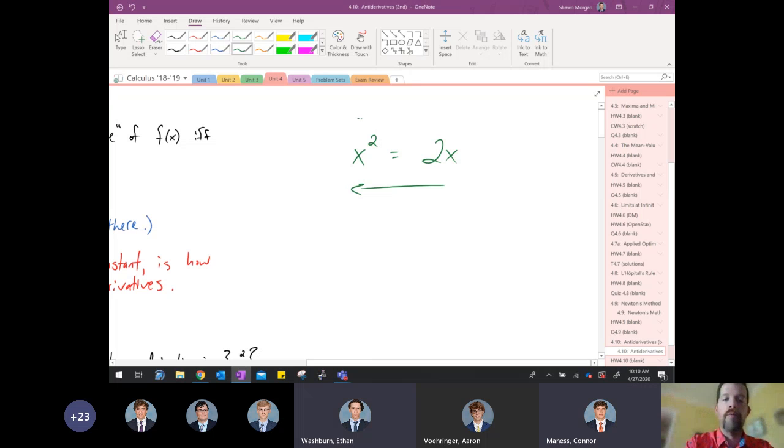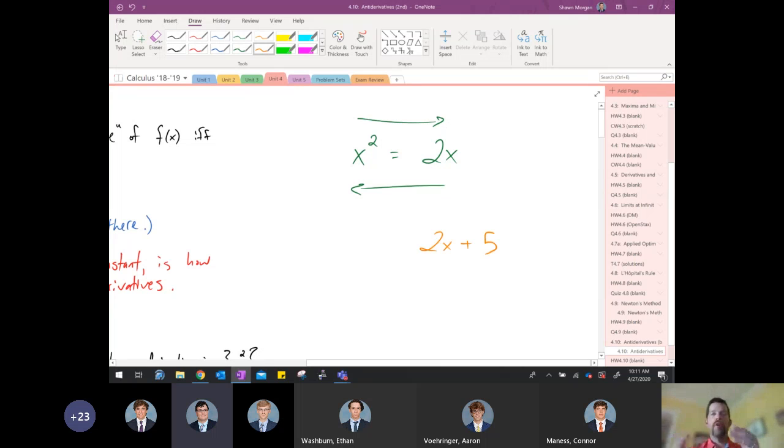So when you're differentiating, you're going from one to the other. When you're anti-differentiating, you're reversing it. You're going backwards. But you know what? x squared is not the only antiderivative of 2x, right? What if I gave you the function 2x plus 5? If you think in reverse, you think, what function has 2x plus 5 as its derivative? You would also say x squared, okay?